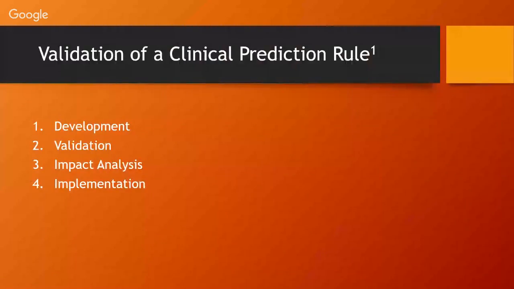Clinical prediction rules are rules that help guide clinicians in making decisions on how to further treat a patient, whether that be by ordering further testing or coming up with a possible diagnosis. There are several steps that have to be taken in order to validate a clinical prediction rule.